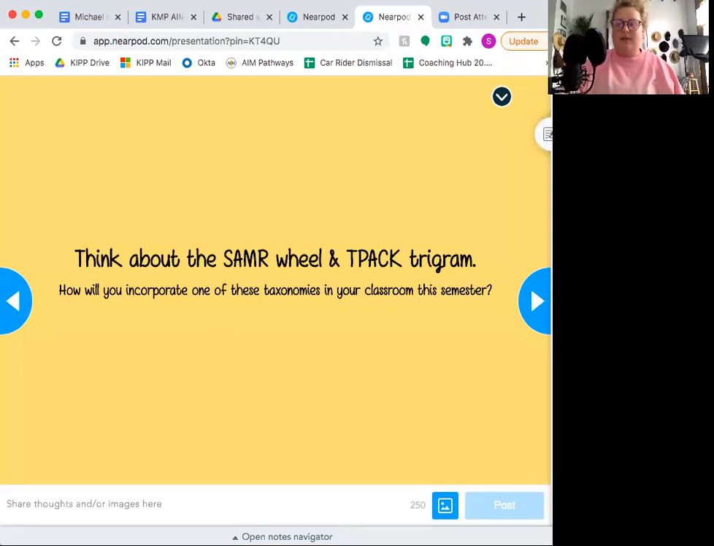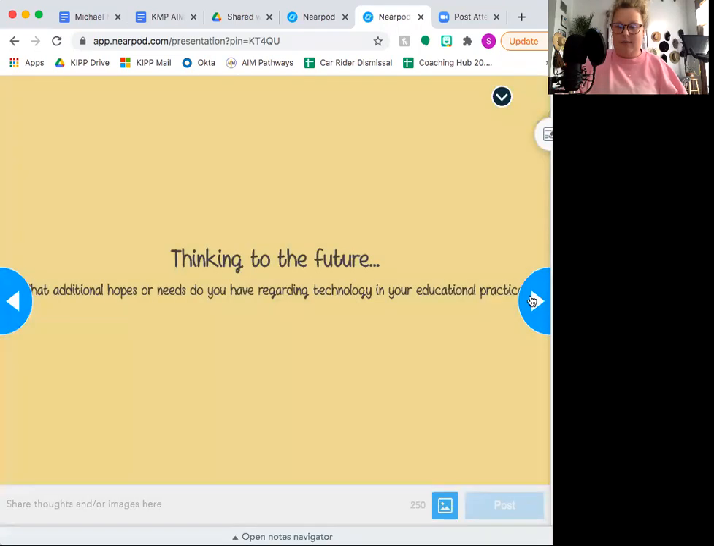Next, I want you to think about the SAMR wheel and the TPACK Trigram. How will you incorporate one of these taxonomies in your classroom this year? Finally, I want you to think to the future. What additional hopes or needs do you have regarding technology in your educational practice?